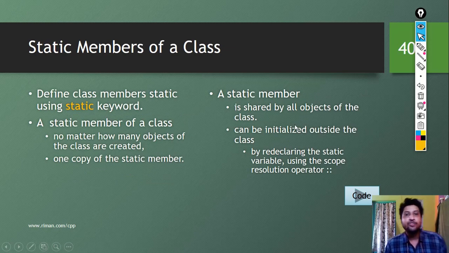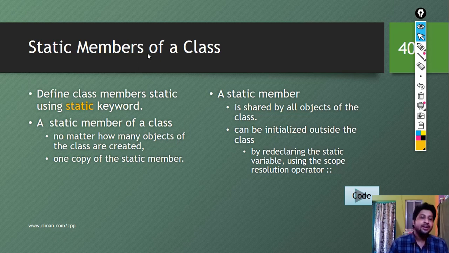So now we move into another interesting topic, static member of a class. What is a static member of a class? A static member is shared among all the objects. That means it has only one copy. No matter how many objects we create, it will have a single copy, like the functions.